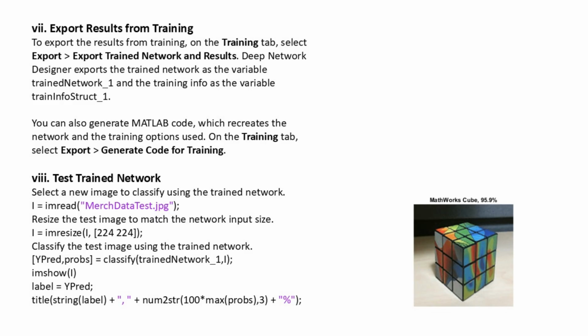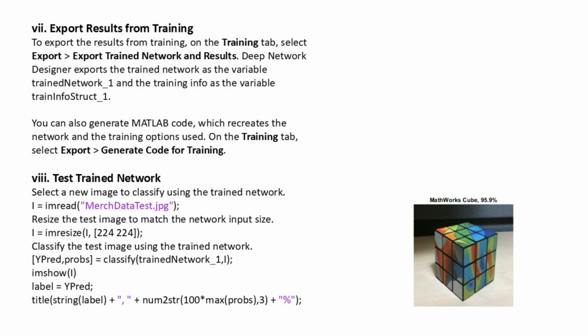7. Export results from training. To export the results from training, on the Training tab, select Export, Export Trained Network, and Results. Deep Network Designer exports the trained network as the variable trainedNetwork_1, and the training info as the variable trainInfoStruct_1. You can also generate MATLAB code, which recreates the network and the training options used. On the Training tab, select Export, Generate Code for Training.